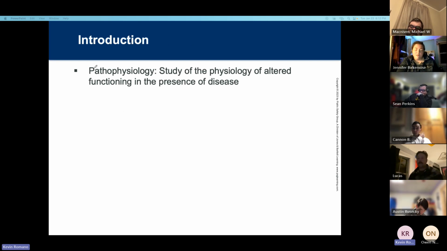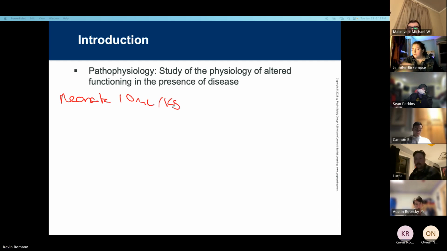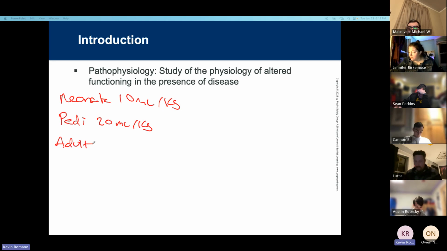All right. So for neonate, okay, we're looking at 10 mL per kilogram. Okay, good number to remember. Pediatric, 20 mLs per kilogram. All right. Adult, 30 mLs per kilogram. Those are dosages that you're going to want to remember. Okay, this helps with fluid replacement so we don't overload a patient.